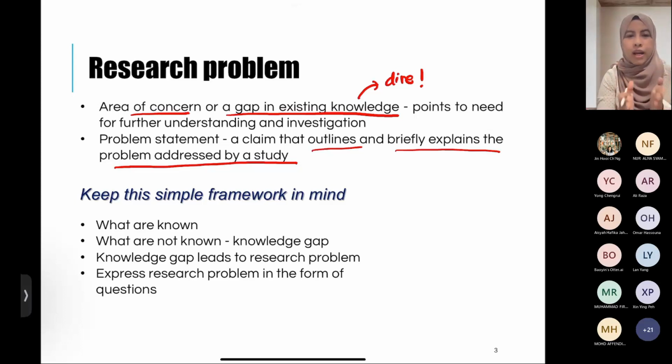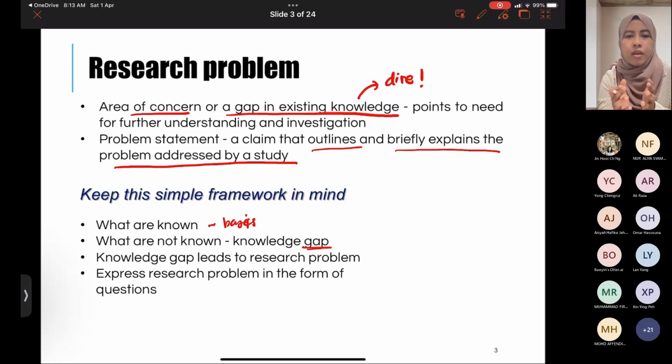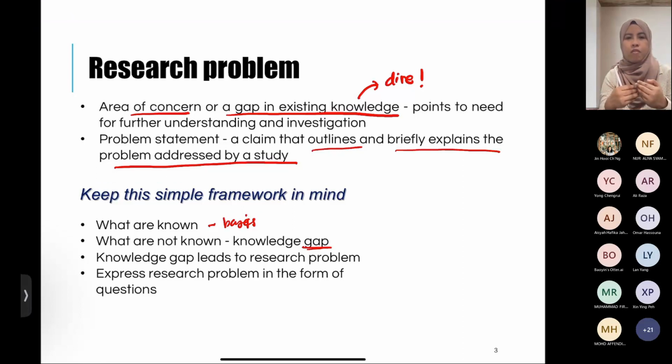Keep this simple framework in mind, where when you want to explain or write about your research problem, it should start with what are known things. It should start with that. Commonly, what has been commonly done? What are the basis of this? So this is the basis. Okay. Then only you go to what is not known. Okay, this is where your gap is. The knowledge gap then leads to the research problem, and then you can express your research problem in the form of a question.